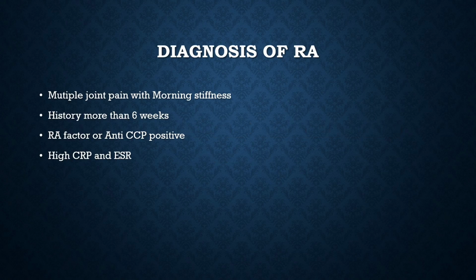First of all, how to diagnose a case of rheumatoid arthritis. A patient presents with multiple joint pain, specifically morning stiffness. The stiffness goes on as the patient is doing some work, with a history of more than 6 weeks, with investigations suggestive of RA factor and anti-CCP positive with high CRP and ESR. These are the criteria for the diagnosis of rheumatoid arthritis.